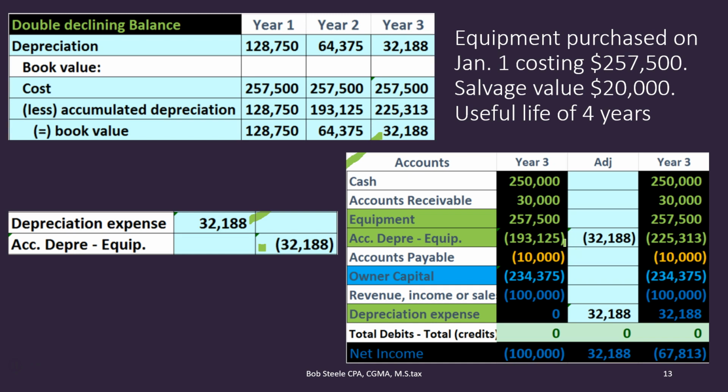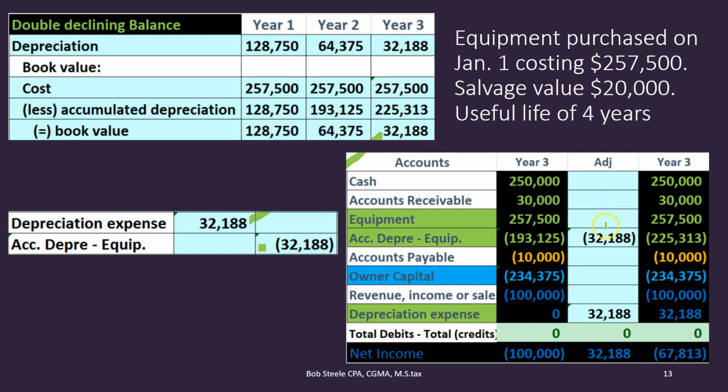The equipment, the accumulated depreciation goes from a credit 193,125 up in the credit direction by the 32,188. We're doing the same thing to it. A credit and a credit makes it go up to 225,313. What does that do to the book value? The book value is the debit half being the equipment of 257.5 less the credit half being the accumulated depreciation, 225,313, giving us the book value of 32,188.